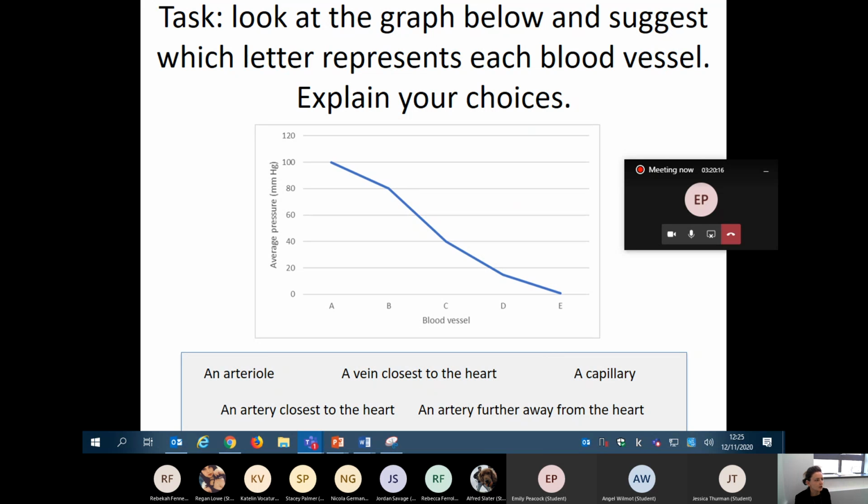This is the kind of question you would get in the A-level exam paper, okay? So well done, everybody, if you answered those questions correctly.